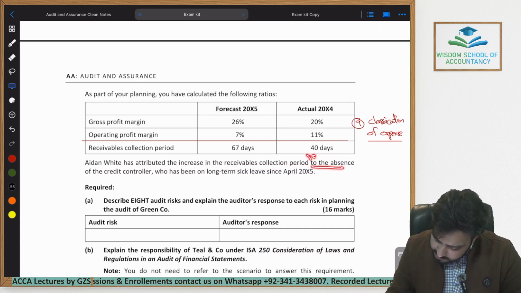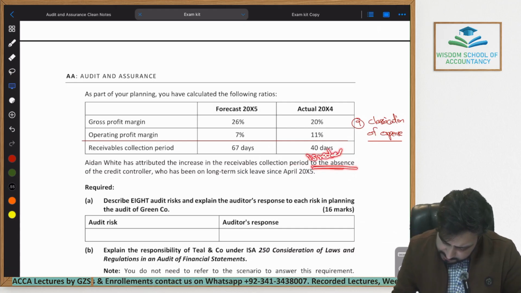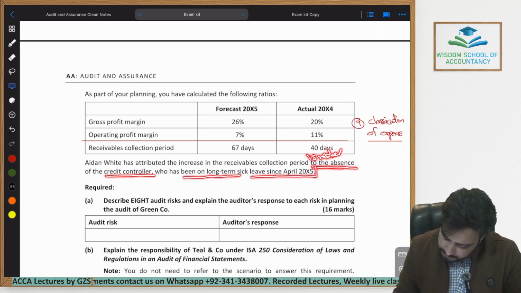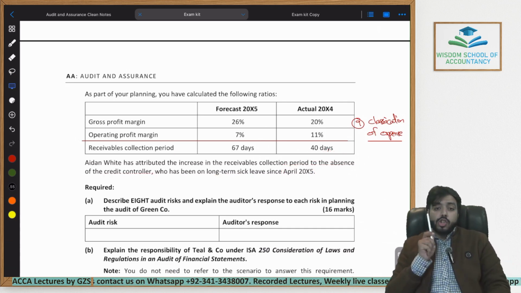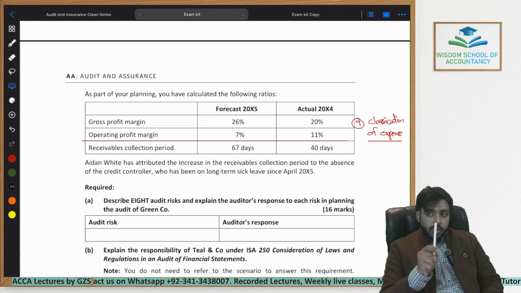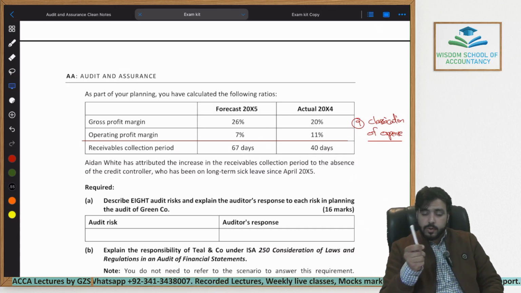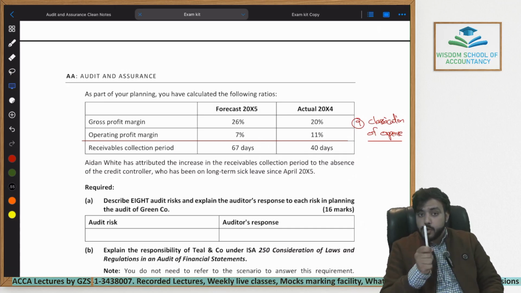is related to the absence of the credit controller who has been on long term sick leave since April 2025. So the credit controller is the person who controls the credit. Credit means when you sell something on credit, you don't receive the money, but you tell them they will have to pay us back after 6 months. This is known as the credit period, and the credit controller's job is to control that period. Whenever that period is ending, he has to remind the customers, call the customers, go to their addresses and remind them, please pay us back, otherwise bad things are going to happen to you.